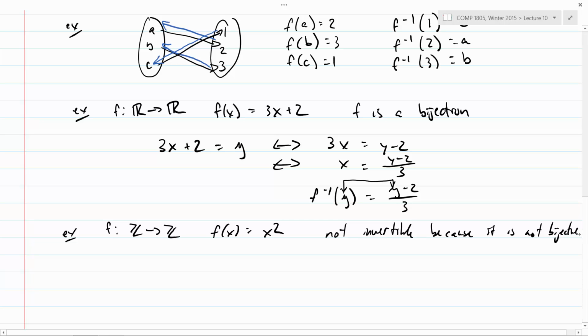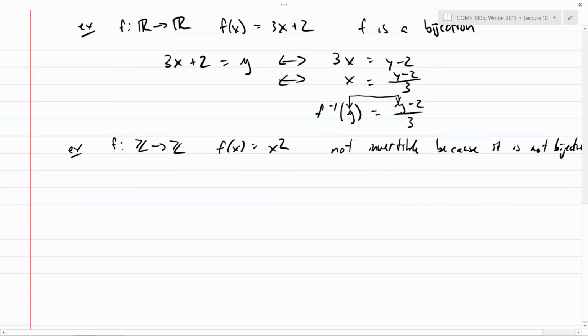And if I asked you this on a test or an assignment, I would expect more detail here. I would expect you to tell me exactly why it's not bijective. So you would do a proof that shows that it's not injective or it's not surjective. Right? But we did that last time, so I'm not going to do it again now. Other questions?